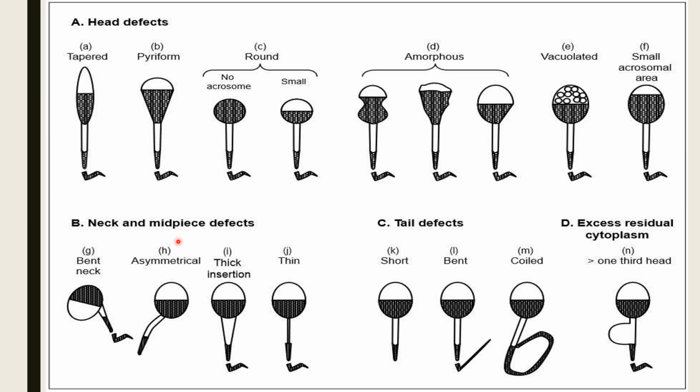So there could be defects in the neck and midpiece. There could be a bent neck that is inserted at a place other than the central area of the head. It could be an asymmetrical bend. It could be a thick insertion into the head. It could be a thin insertion. Tail defects: tails could be short. They could be bent. They could be coiled. They could have excess cytoplasm in the tails that is more than one third of the head area.